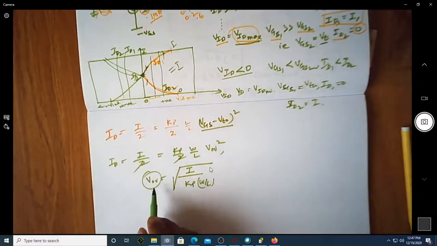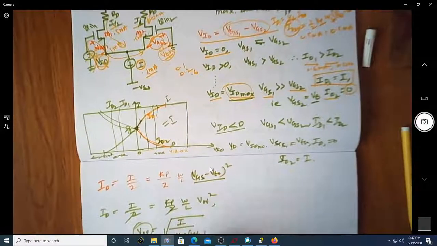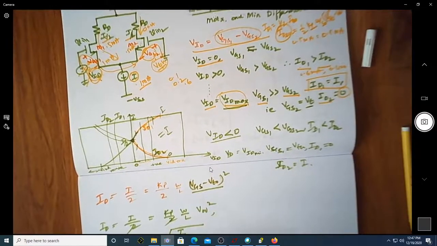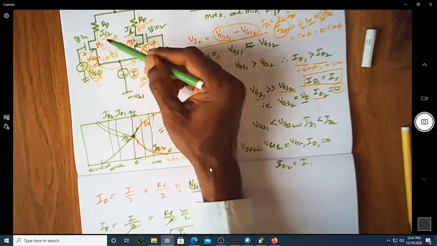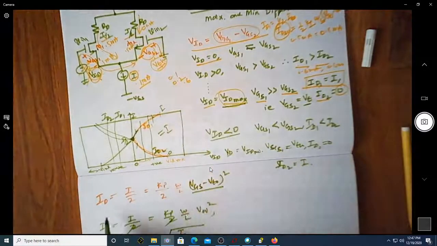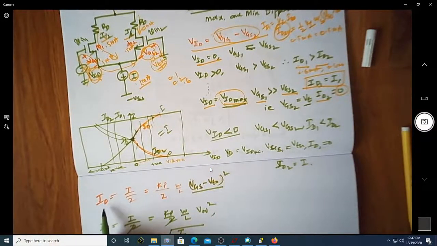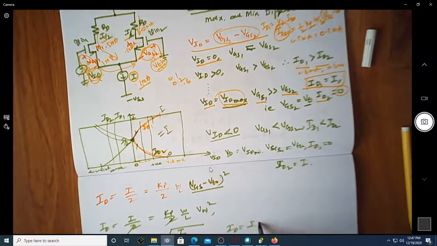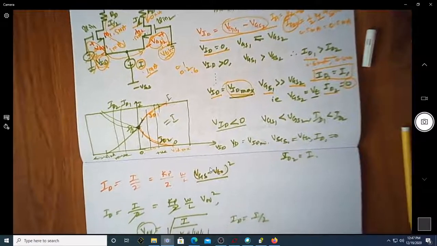So what is this VOV? If I want to define this VOV for this differential amplifier, VOV is the overdrive voltage for this MOSFET M1 or M2, provided the current flowing through that transistor is equal to I by 2.